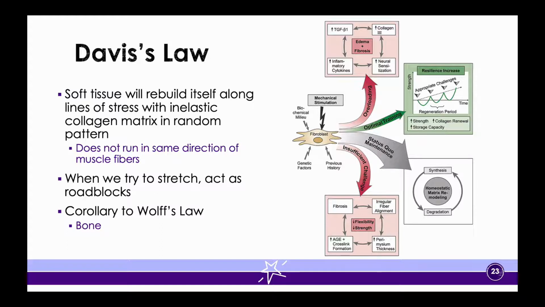But what we can do is start to stretch it to try and draw it into the best line of function that is going to promote good movement. Because when it's built as this random inelastic pattern, whenever we try to stretch it, it's not going in a certain pattern, so it acts as a roadblock. So we need to facilitate that.